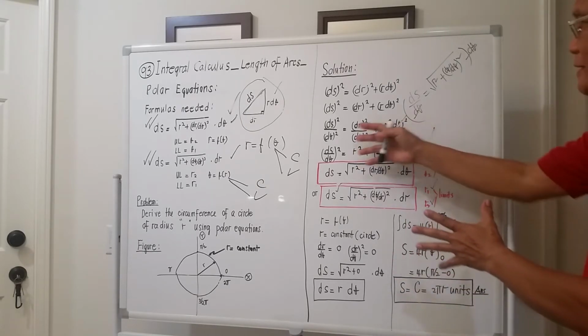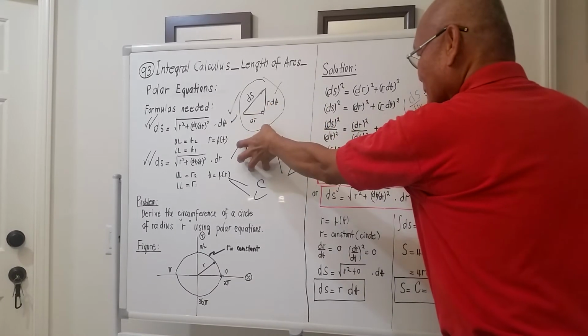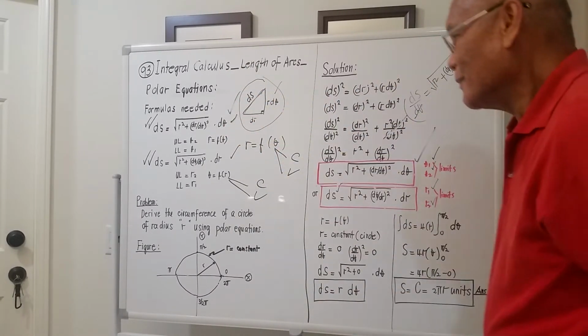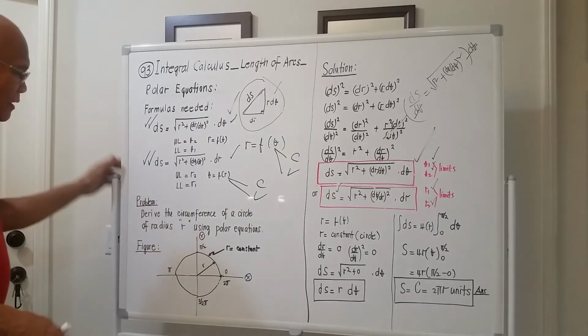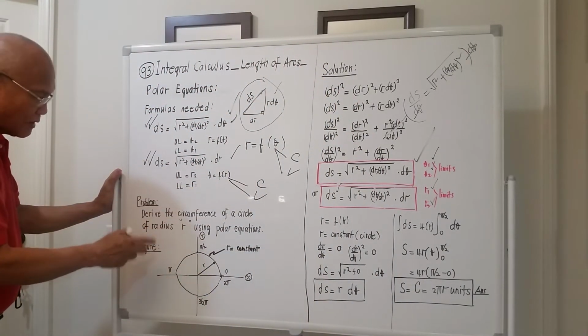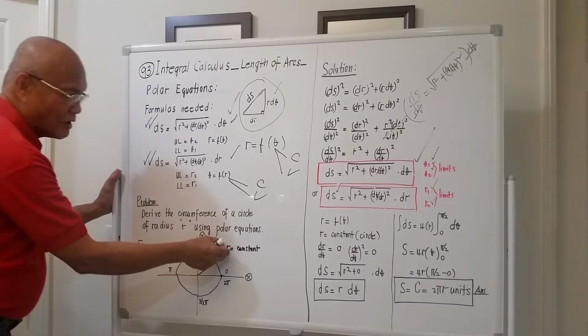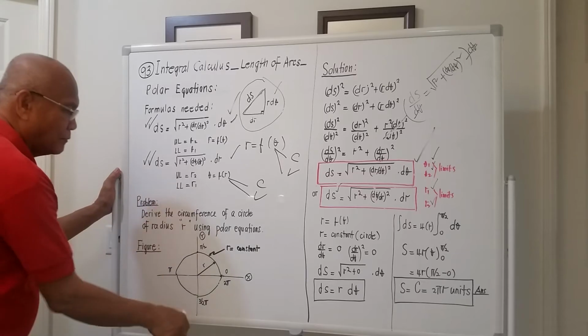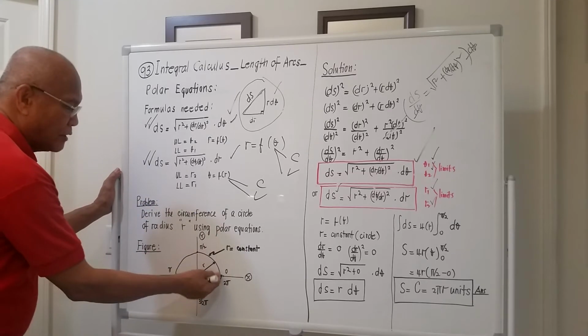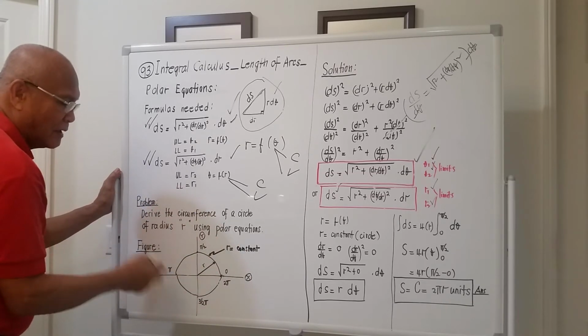So I just presented the derivations of the two cases. Let's proceed with the problem. The given problem is an easy problem. Derive the circumference of a circle of radius r using polar equations. Well, we drew the graph. It is supposed to be a circle.